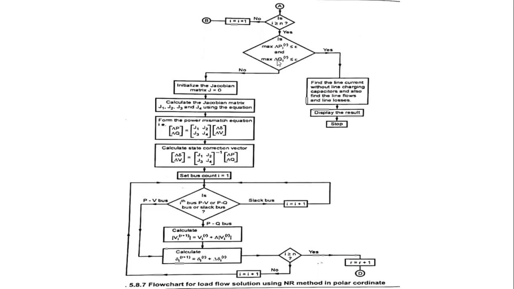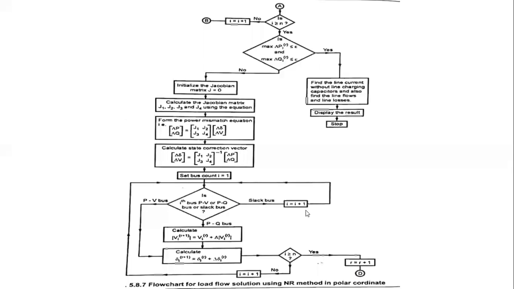Otherwise, this condition is not satisfied. Then we find the Jacobian matrix and calculate J1, J2, J3, J4. Then form the powers P and Q, J1, J2, J3, J4 and delta, delta, delta V. Next, calculate the state convergence vectors: delta, delta, delta V equal to Jacobian inverse into delta P, delta Q. Next, set bus count I equal to 1. Next, is it a PV bus or a PQ bus?